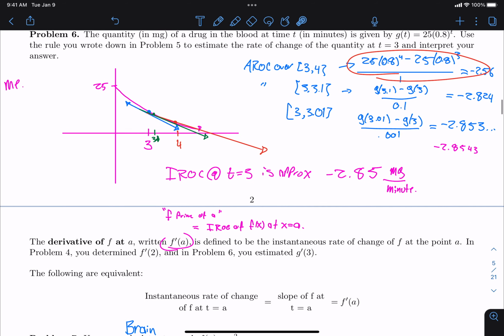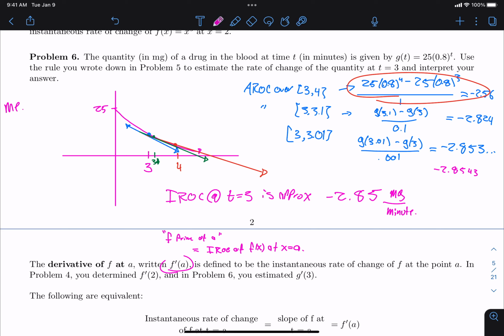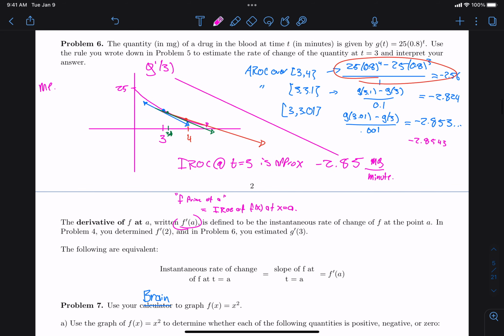So in the last problem, what did we do? We found out what g prime of 3 is, we said, is approximately negative 2.85 milligrams per minute, okay? So the slope of the function depends on the location at which we're looking, right? If I'm riding on a roller coaster, there's sometimes where I'm going up and sometimes where I'm going down, and if I want to understand what my pitch is, I need to specify what time. Well, yes, I was riding on the roller coaster for 2 minutes. Sometimes I was looking up, sometimes I was looking down. If you want me to answer which way I was looking, you have to provide me with the exact second of my roller coaster ride, right?